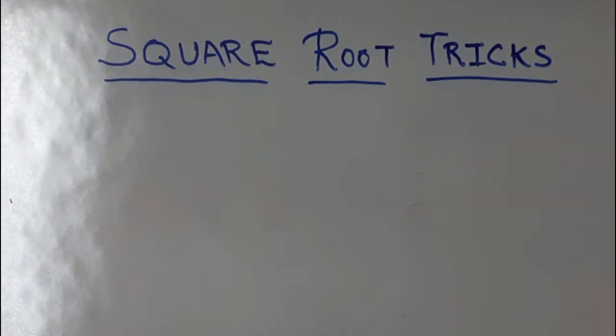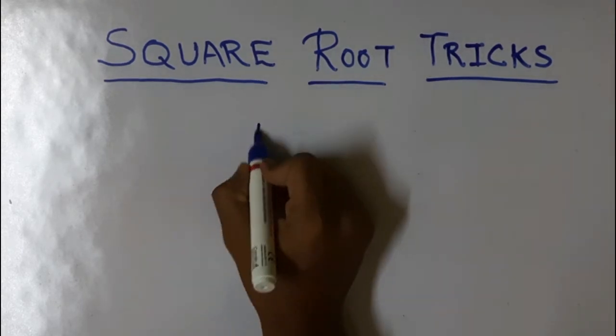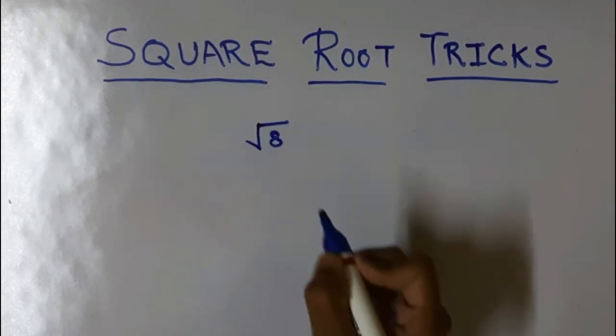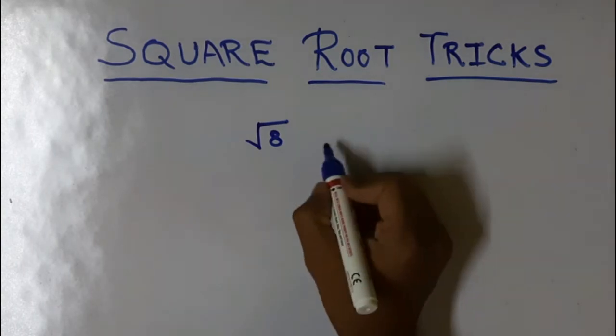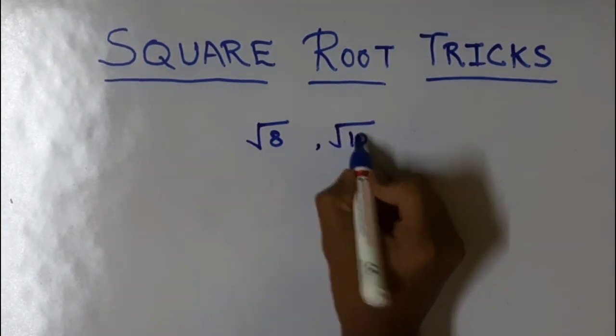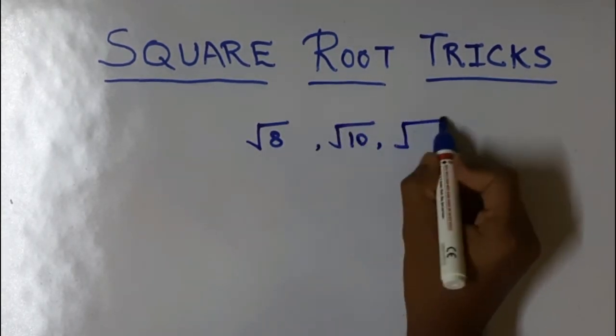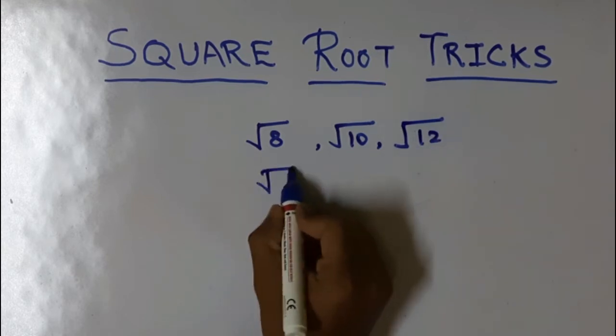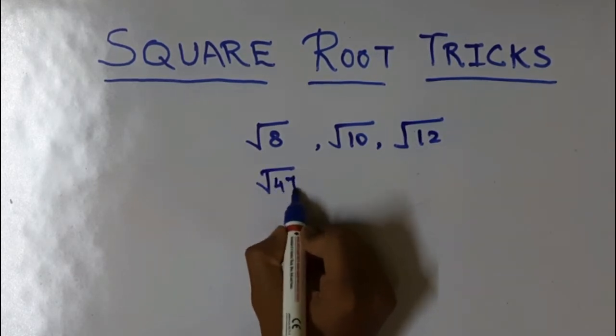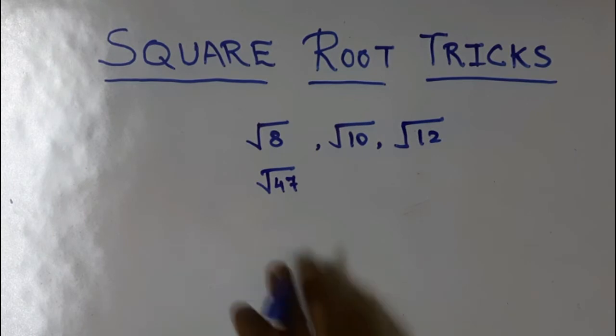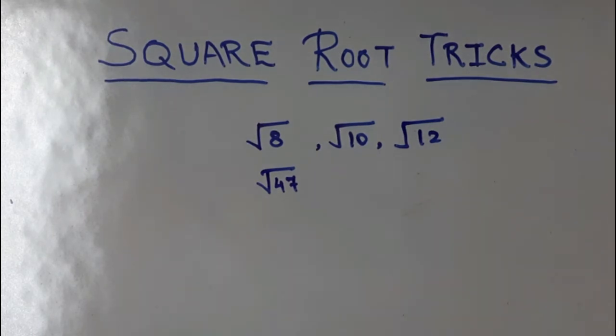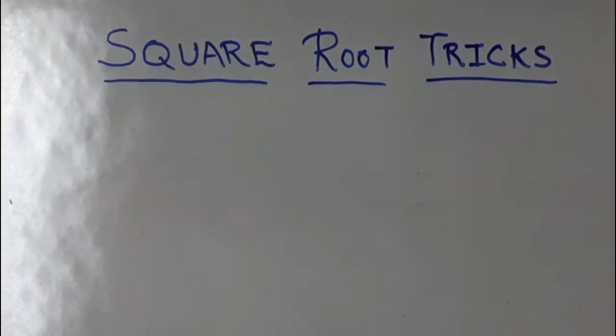So what are the numbers which are not perfect squares? Like root 8, root 10, root 12, root 47. These are not perfect squares. We don't have directly the value of these. So how to find them? Today we will be learning this with a short trick. Let me show you the formula for this first.